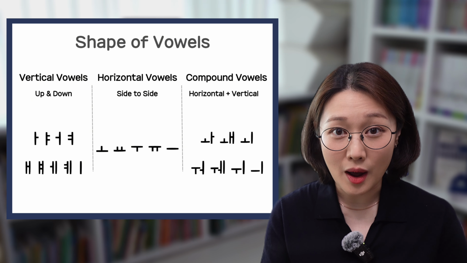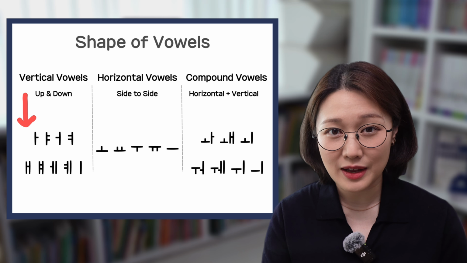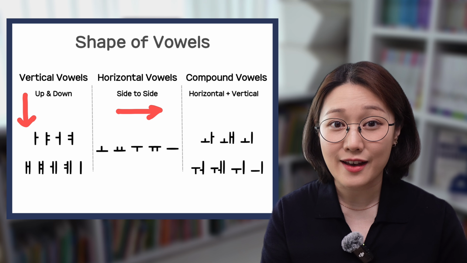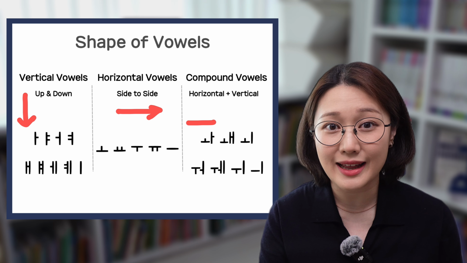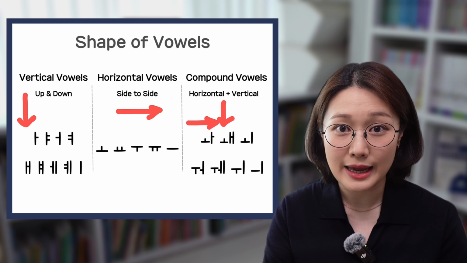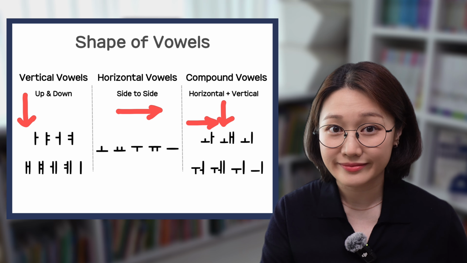Vertical vowels go up and down, horizontal vowels go side to side. And compound vowels have both a horizontal part and a vertical part. Now, let's see which vowel shape makes which syllable block.